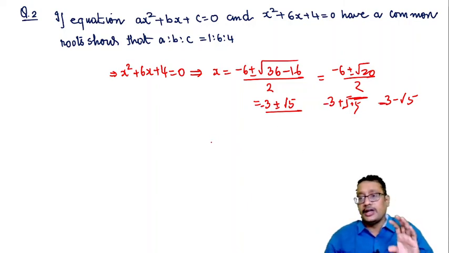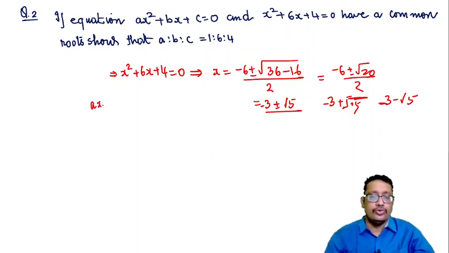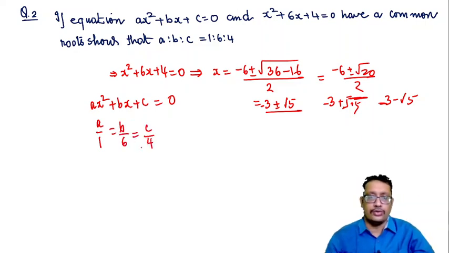So from here, we are told they have a common root, but the conclusion comes to be that both roots are common. So the ratios of the coefficients will be equal, and a/1 = b/6 = c/4, and a : b : c is equal to 1 : 6 : 4.